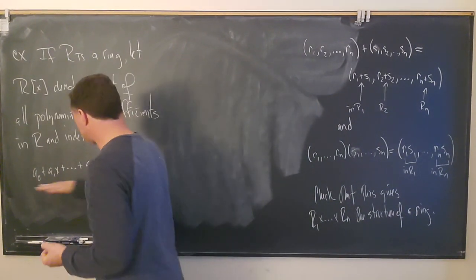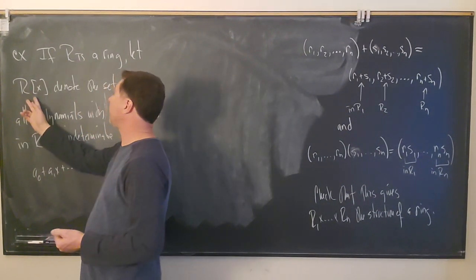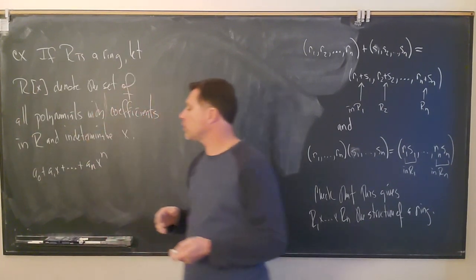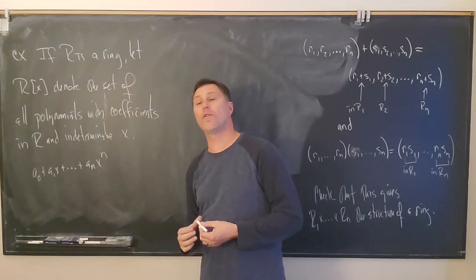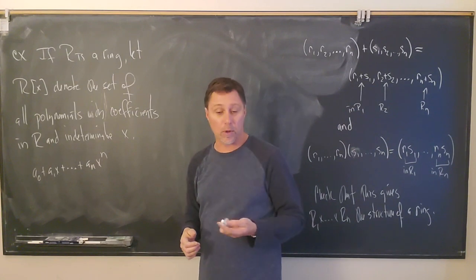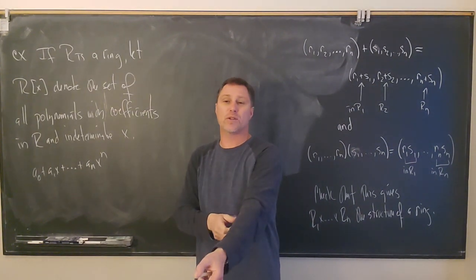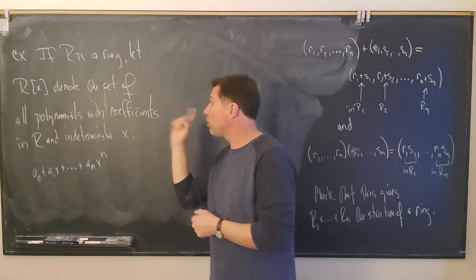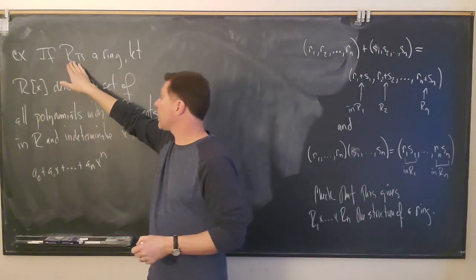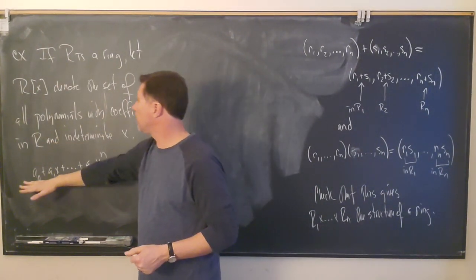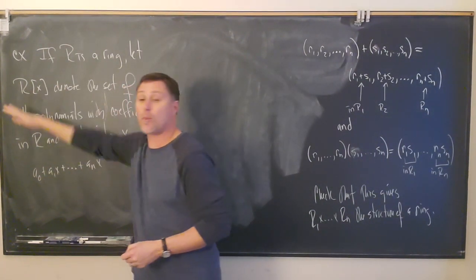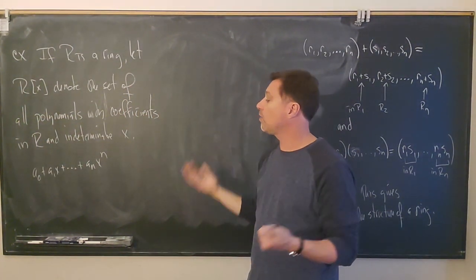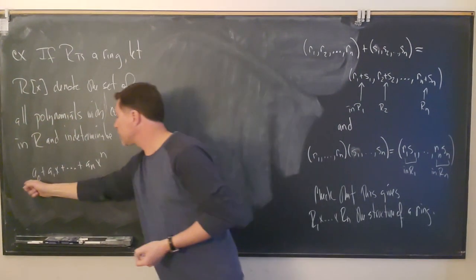Take all such expressions like this, and we have R bracket X. Now here, we're used to polynomials where the coefficients are in real numbers. Maybe we restrict to the rational numbers or the integers, right? But now what we see is that anytime we have a ring, we can form this new object right here, R bracket X, consisting of all polynomials where the coefficients come from that ring.